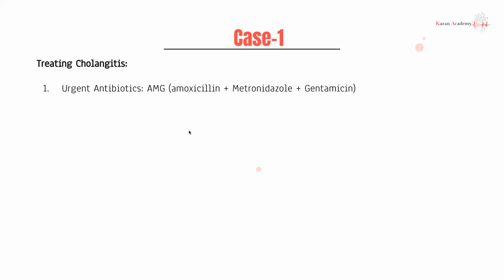Treating cholangitis, you need to do two primary things. Sorry, that last sentence was very stupid. So urgent antibiotics, and your usual regimen for this would be AMG, which is a go-to for most gastrointestinal infections. So amoxicillin, metronidazole, and gentamicin.